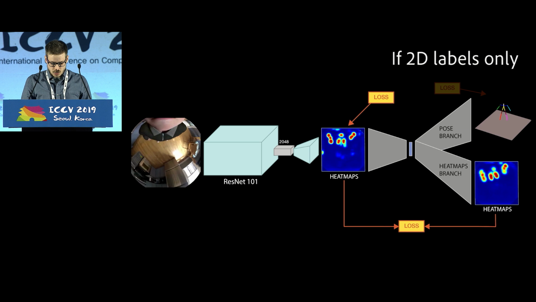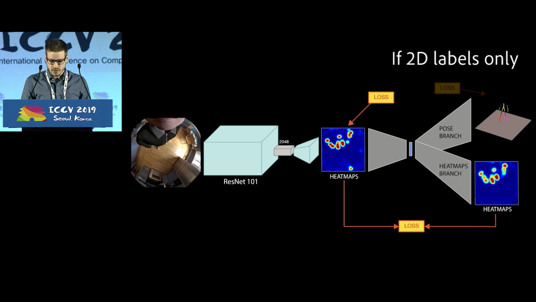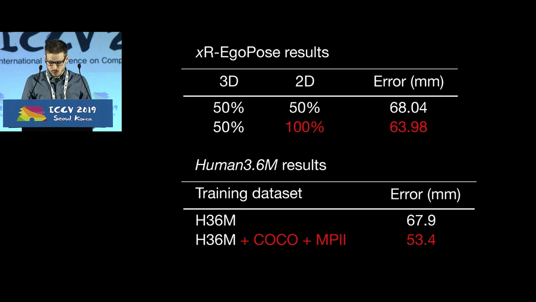Our architecture also allows semi-supervised training. For example, if an image only has 2D labels but no 3D ground truth, only the heatmaps will contribute to the loss. Furthermore, our experiments also prove that 3D errors always decrease when additional 2D datasets are used while training.